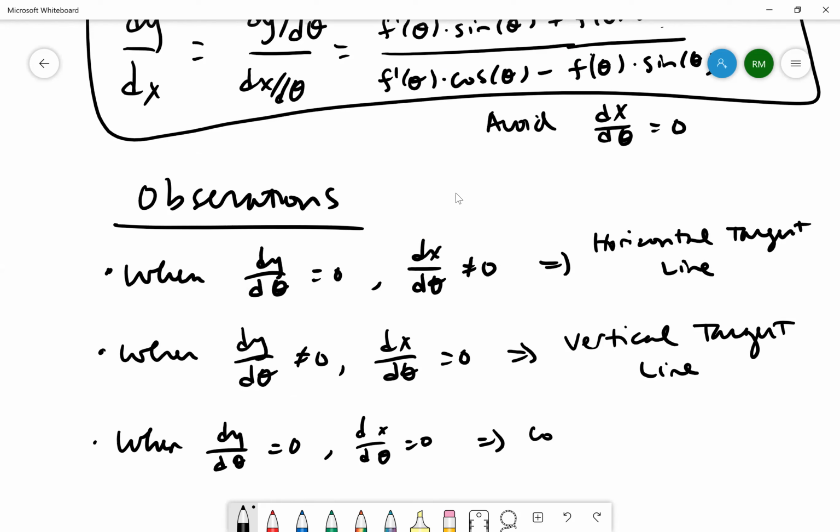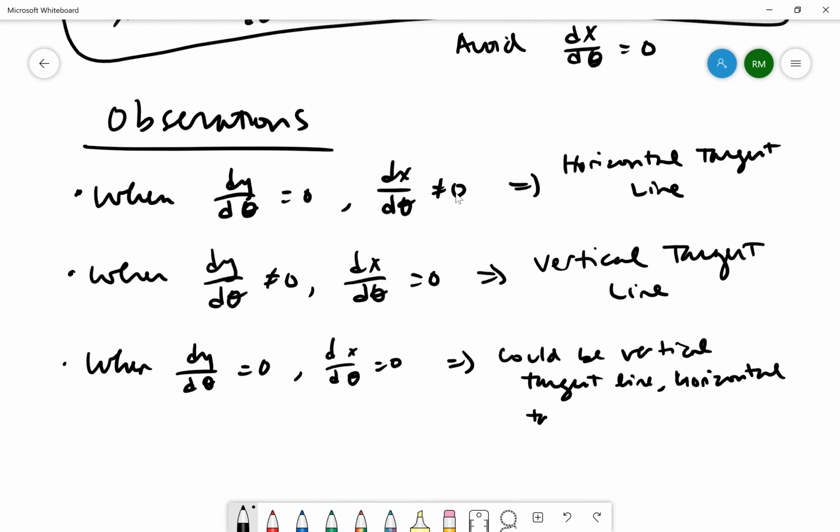It could be a vertical tangent line, horizontal tangent line, or neither. So you just don't know when they're both 0, and that's not surprising because it should remind you of L'Hopital's rule.